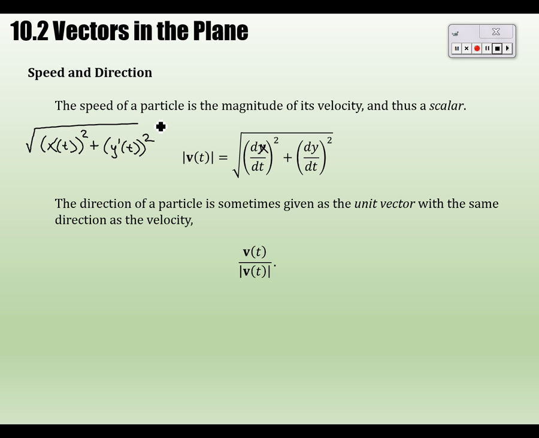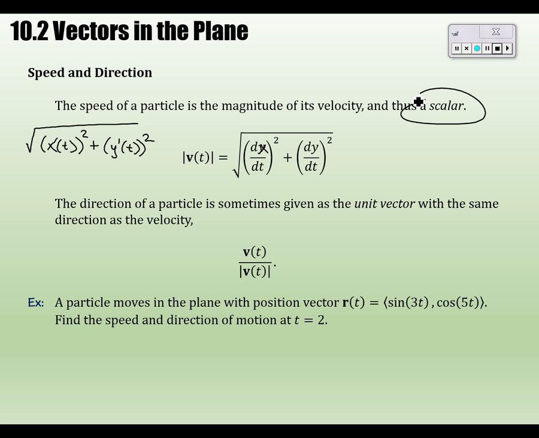What you get is a new vector. This is still a vector quantity, let's be clear. Up here, this is a scalar. This is a vector though. It's a new vector that has the same exact direction as the old vector v of t, but has as its magnitude just 1. Sometimes people talk about that being the direction vector.